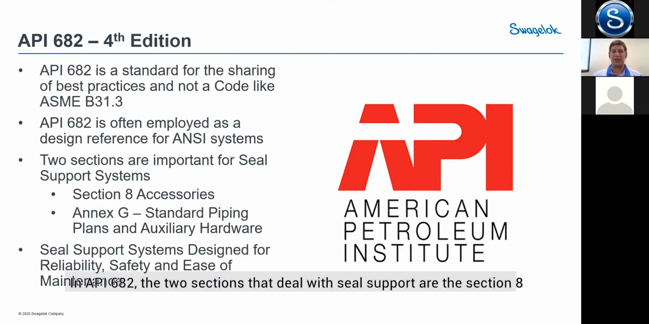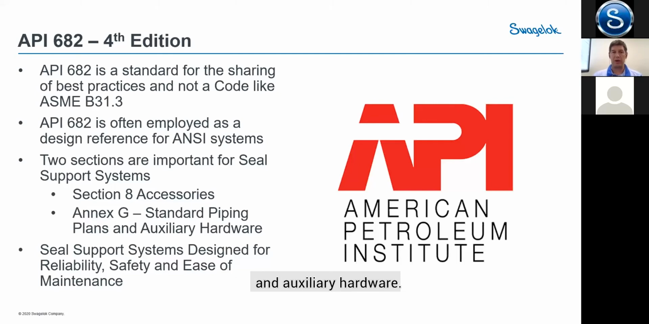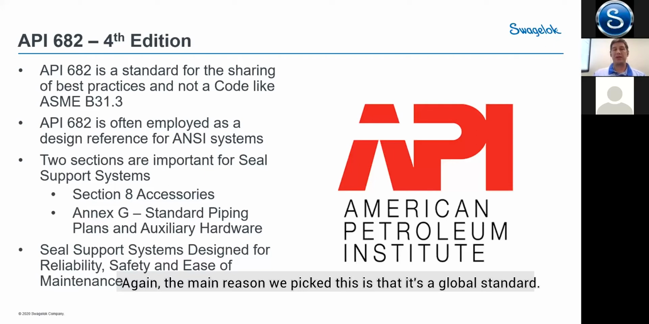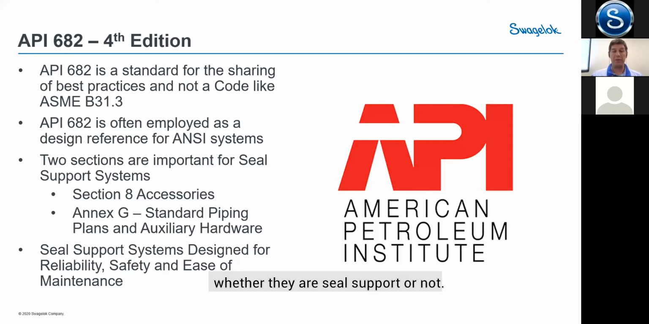In API 682, the two sections that deal with seal support are Section 8 for the accessories and then the Annex G for the standard piping plans and auxiliary hardware. So again, the main reason we pick this is it's a global standard, one that's recognized worldwide. It is best practices for safety, reliability, and ease of maintenance. And so that's what we're striving to achieve with all of our systems, whether they're seal support or not.